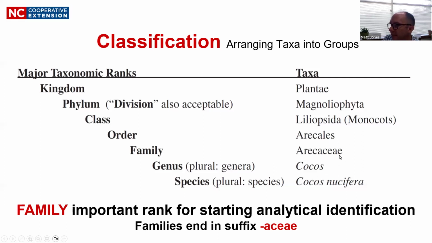So this is the Arecaceae, which is the palm family. And within the palm family, there are many genera, one of which is the genus Cocos. And within that, there is a species called nucifera. So a specific epithet for a given species, that is named Cocos nucifera. And this is just the coconut palm.